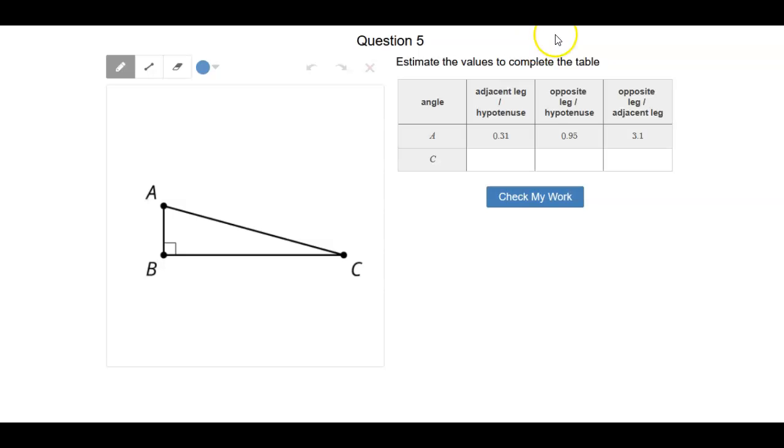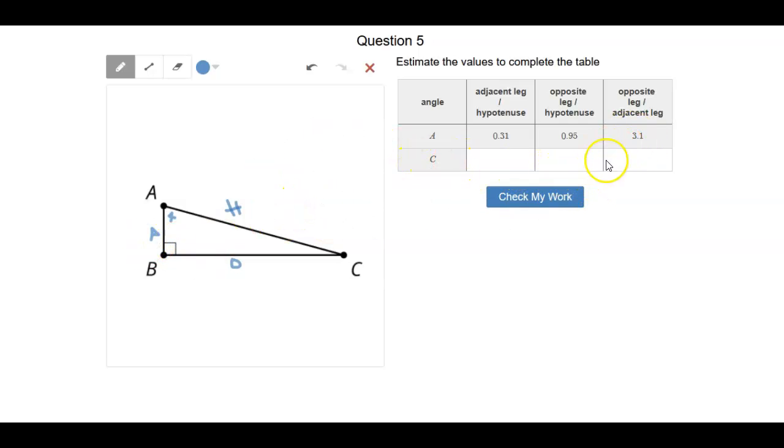Estimate the values to complete the table. So for angle A, that's this one up here, we have the adjacent leg, that's this one here, divided by the hypotenuse is equal to 0.31. And we have the opposite divided by the hypotenuse is 0.95. And the opposite divided by the adjacent is 0.31.